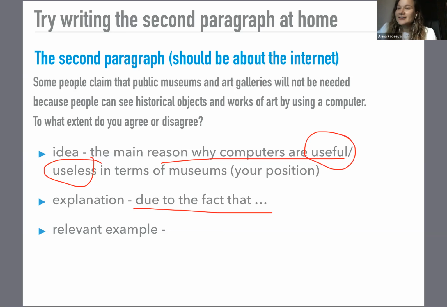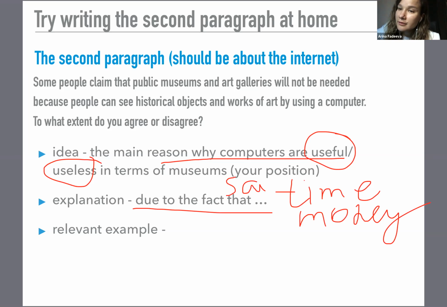Right. So I like the idea that museums are alternatives for people who live far away. So computers are useful. It's convenient. Thank you, Amber. Unfortunately, I can't read your names in your language, but that's fine. It's less time consuming and it can save money. Yes, okay. So we got our time, we got our money. So we can save time and money. What would be a relevant example here?